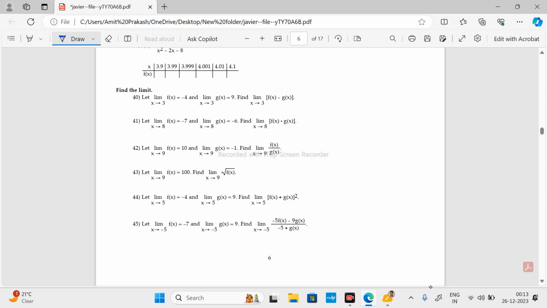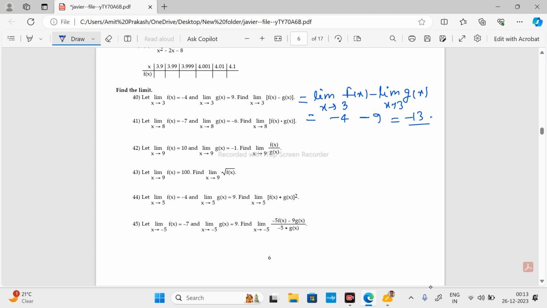So we are given that limit x tends to 3 f(x) equals -4 and limit x tends to 3 g(x) equals 9. So this is equal to limit x tends to 3 f(x) minus limit x tends to 3 g(x). And what is the value? This is equal to -4, and this is equal to 9, and this equals -13. So the limit of this function is -13.